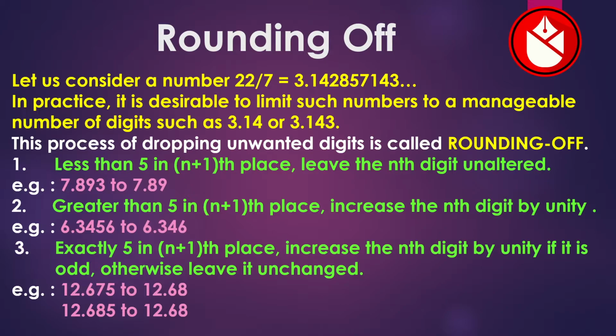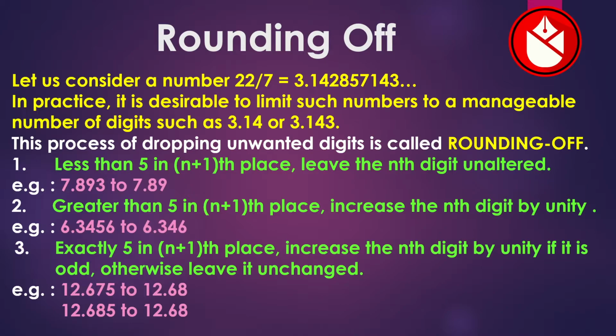That is for pi. In practice, it is desirable to limit such numbers to a manageable number of digits such as 3.14 or 3.143. This process of dropping unwanted digits is called rounding off. If less than 5 in the n plus 1th place, leave the nth digit unaltered, such as 7.893 to 7.89. That means here the 3, that particular digit, is less than 5. So for 2 places of decimal, we have rounded the number 7.893 to 7.89.